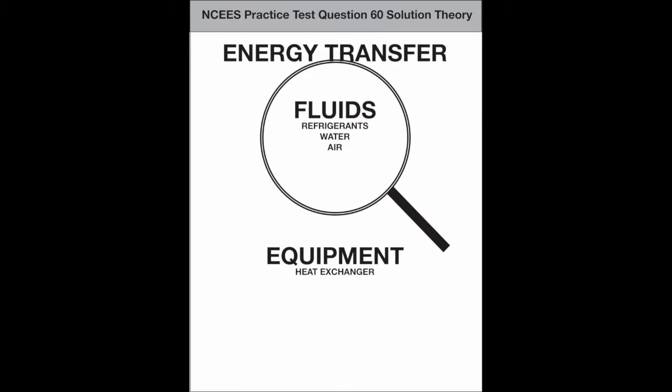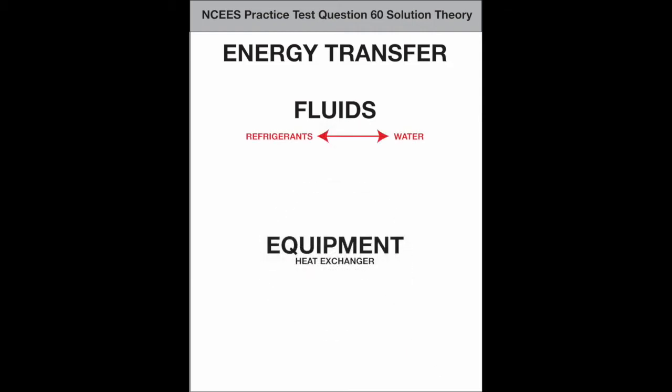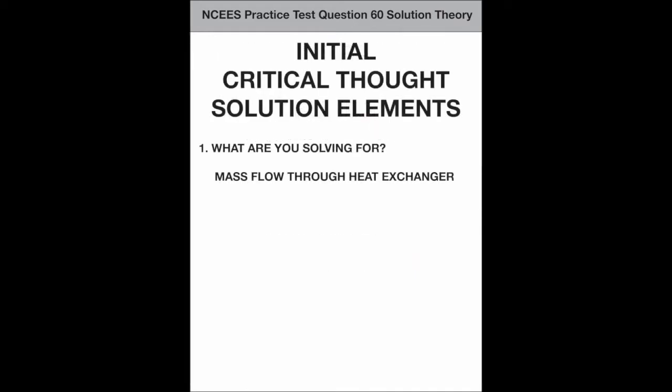Question 60 moves the focus on energy transfer away from fluids and onto equipment. The concern with this question isn't so much balancing energy between water and refrigerant, but rather using the attributes of a heat exchanger to derive energy transfer. Initial critical thought solution elements.